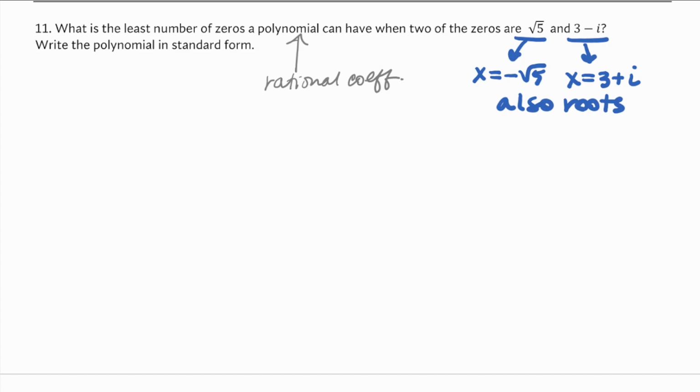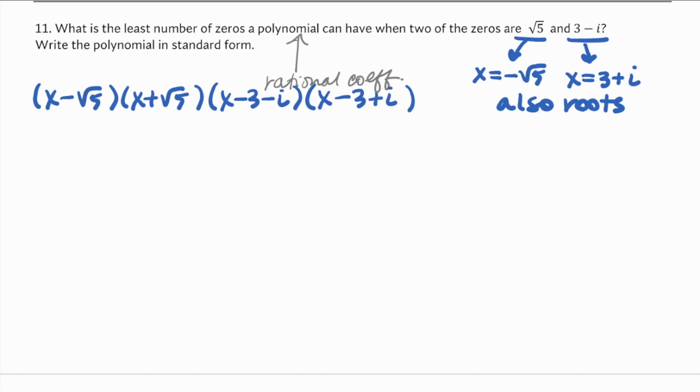So I just got to get to work in here. So it's going to be x minus square root 5, x minus negative square root of 5, multiplied by x minus 3 minus i, times x minus 3 plus i. And I'm going to just multiply this all out. So this is going to give me x squared minus 5. And then this is going to give me, let's see, x squared minus 6x.